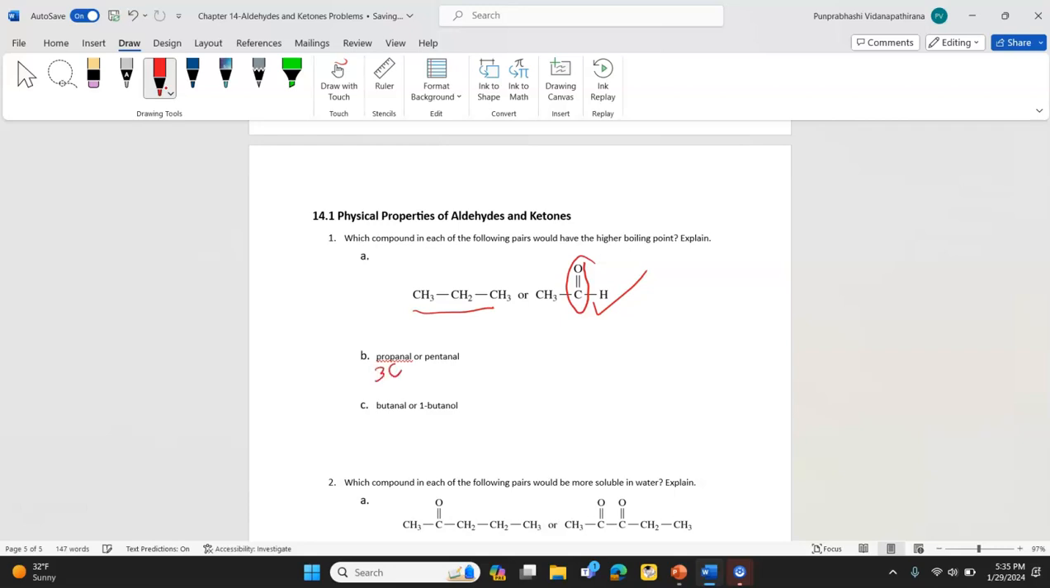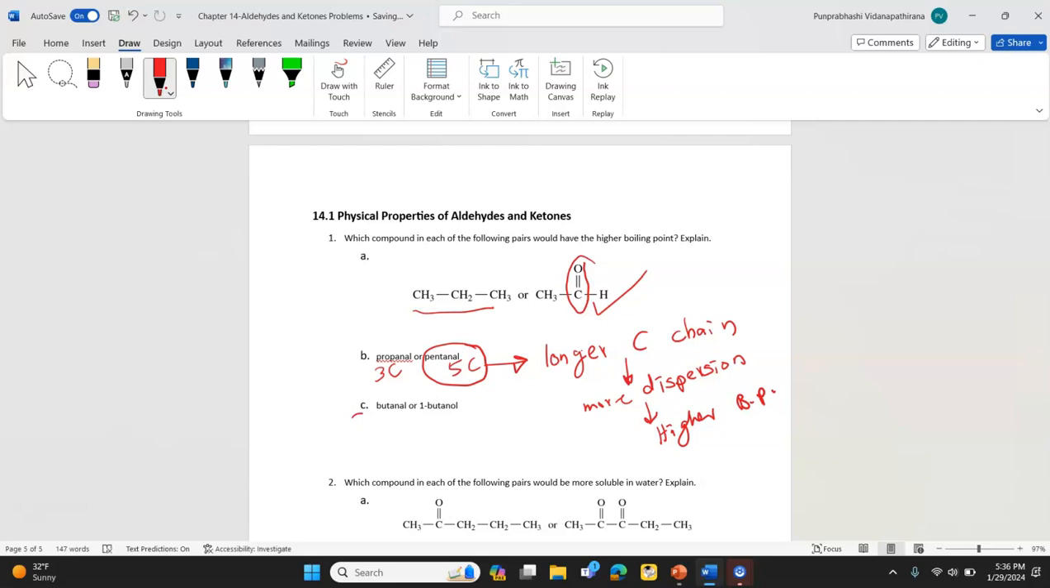Propanol and pentanol. So this is the 3 carbon containing aldehyde and this one is 5 carbon containing aldehyde. Which one has the higher boiling point? Pentanol has the higher boiling point because pentanol contains a longer carbon chain. Okay, a longer carbon chain will make more dispersion forces, right? More dispersion forces between molecules. As a result, it's hard to separate molecules, so it will have a higher boiling point than propanol.